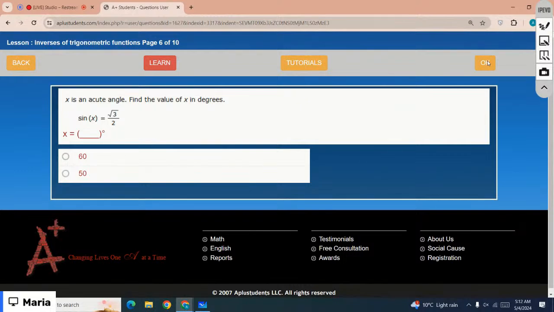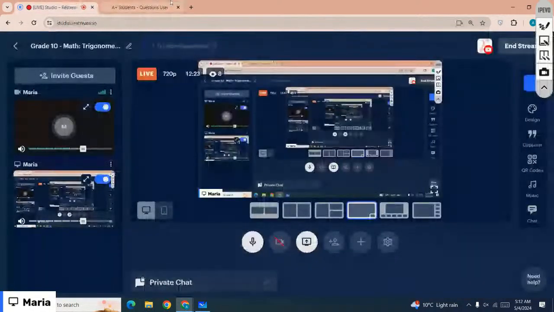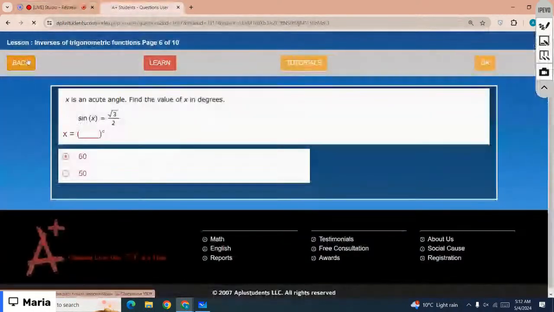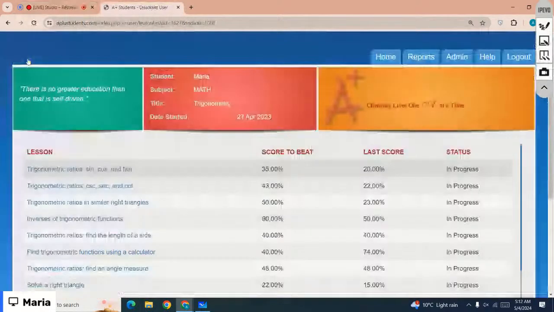Okay, you can complete the lesson by yourself later today. Let me just move on to the next lesson. And the next lesson is trigonometric ratios. Find the length of a side.